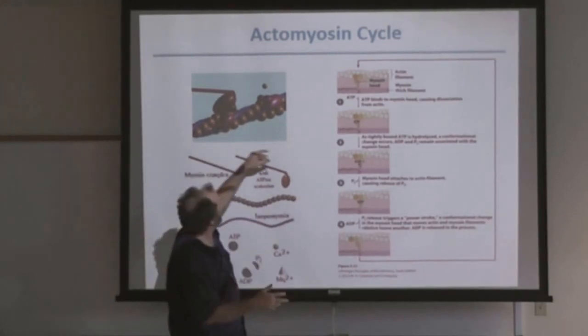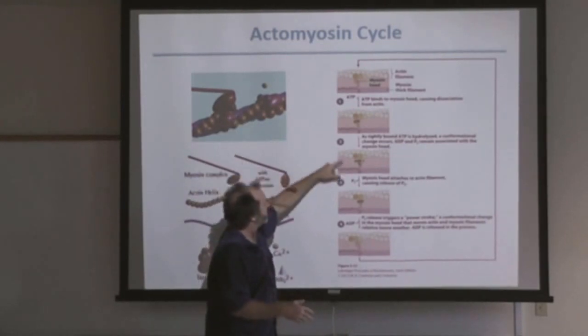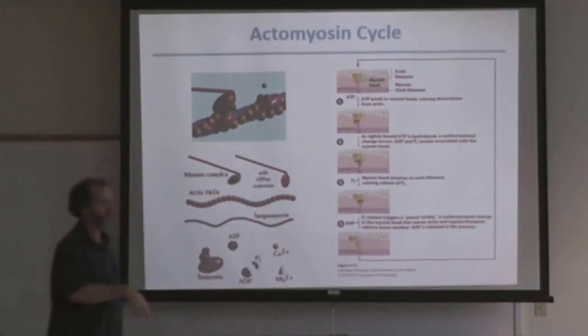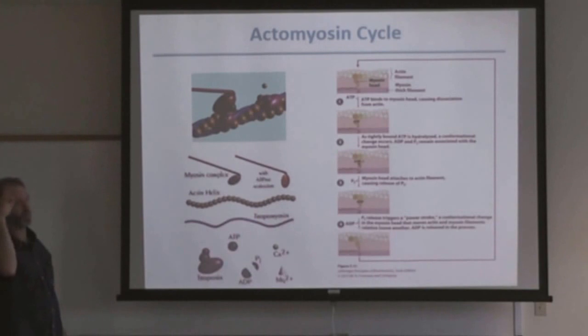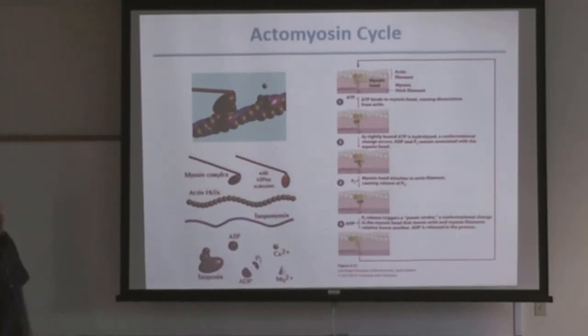And as long as there's ATP around, it'll go through its cycles: with ATP bound, it'll pop off; ATP hydrolyzed, it'll go back on, release phosphate, and then shift, working its way down that actin. So what releases the calcium?